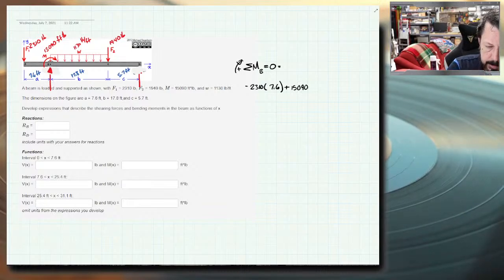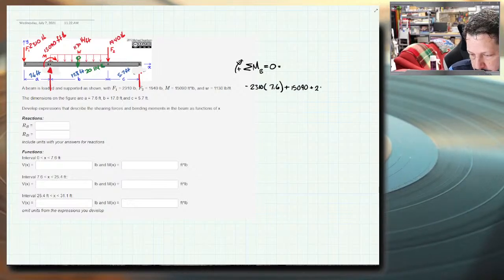15,090. The distributed load is 1,030 pounds per foot, and it is spread over 17.8 feet. So it has a total, I'll make it in green, of 20,114 pounds. And it would go clockwise. 20,114 pounds. It has a moment arm of half of B, basically. So B for me is 17.8 divided by 2, 8.9 feet.